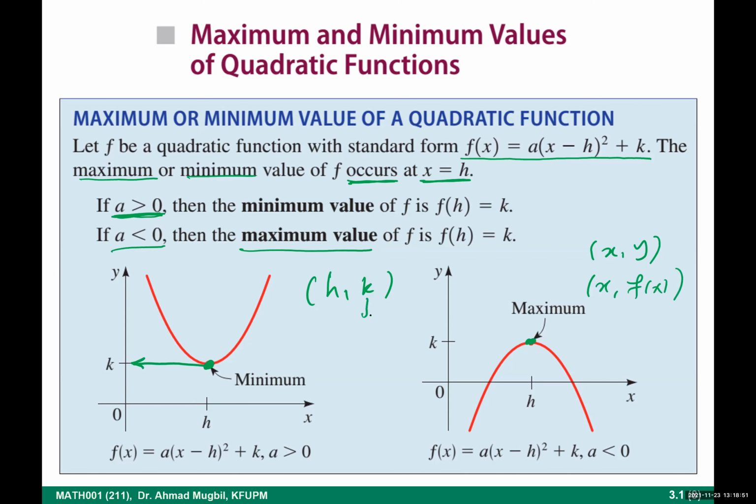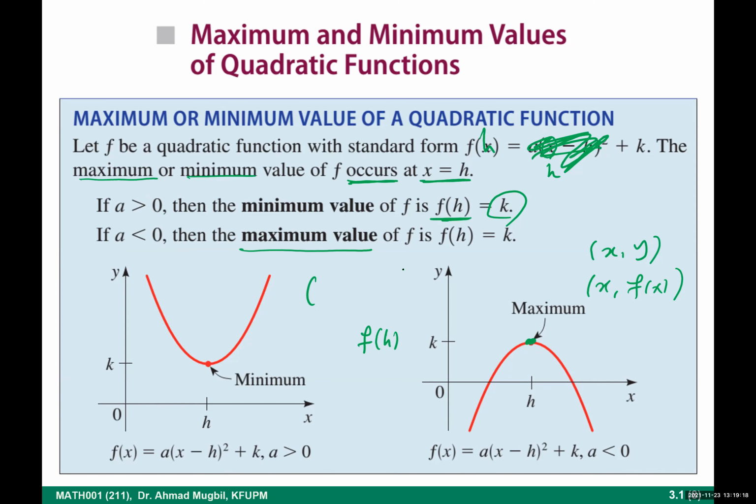So this k is what? It is f at h. Look here. If you put h instead of x, this will be 0, and what will you get? F at h is what? K. So if you know h, you can know what k is. Just substitute h in the function.